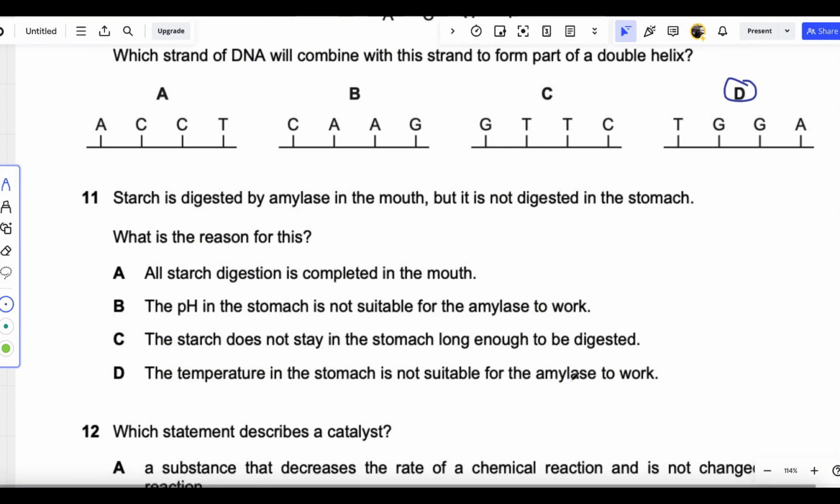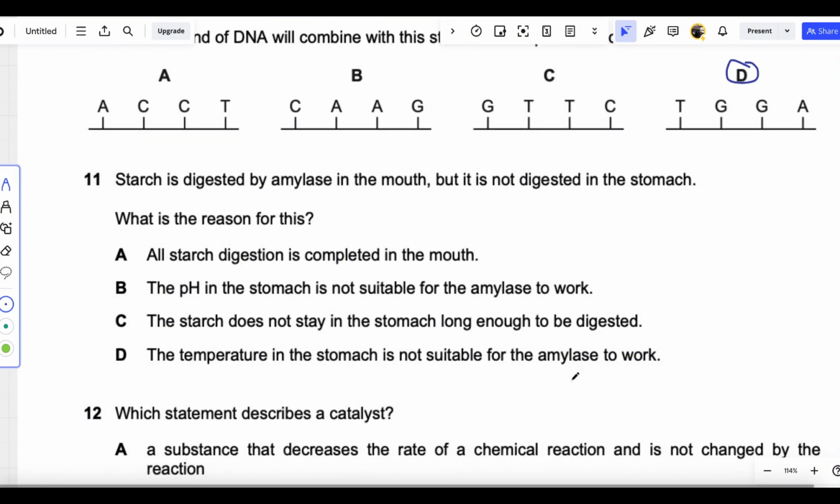Now we go to question 11 as fast as we can. Question 11 says, starch is digested by amylase in the mouth, but it is not digested in the stomach. Protein digestion starts from the stomach, but carbohydrate digestion is in the mouth and the small intestine. So what is the reason for this?